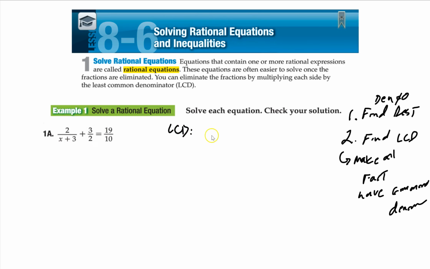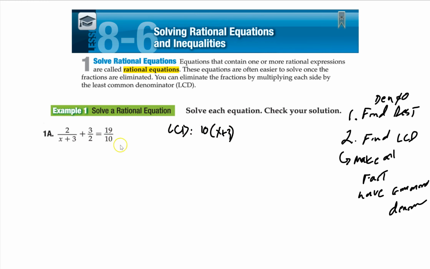Well, I have an x plus 3, I need that. Right, so that's missing x plus 3, multiply that by an x plus 3, multiply that by an x plus 3. But what is this missing? Well, there's a 2 and a 10. They both go into 10, so your LCD is this, 10 times x plus 3. So we want them all the same bottom, the same base.